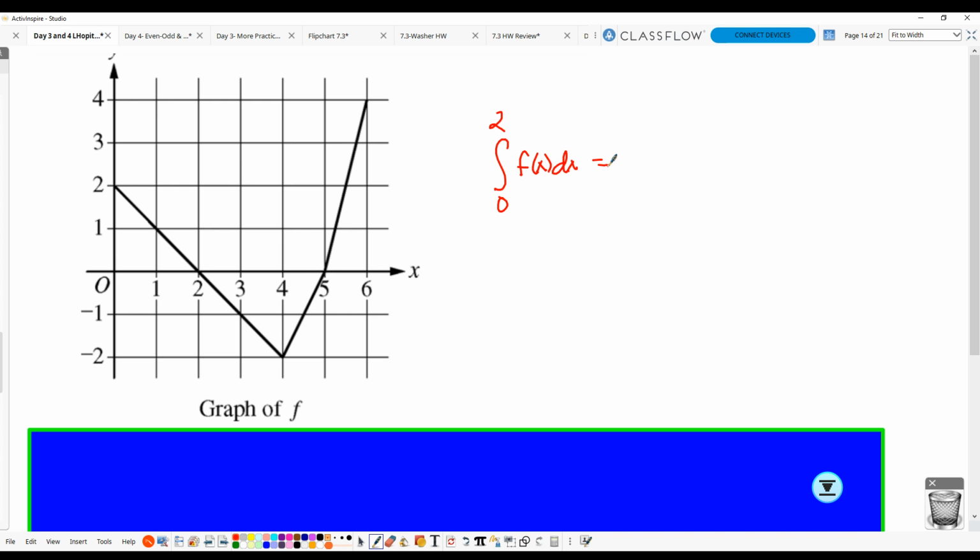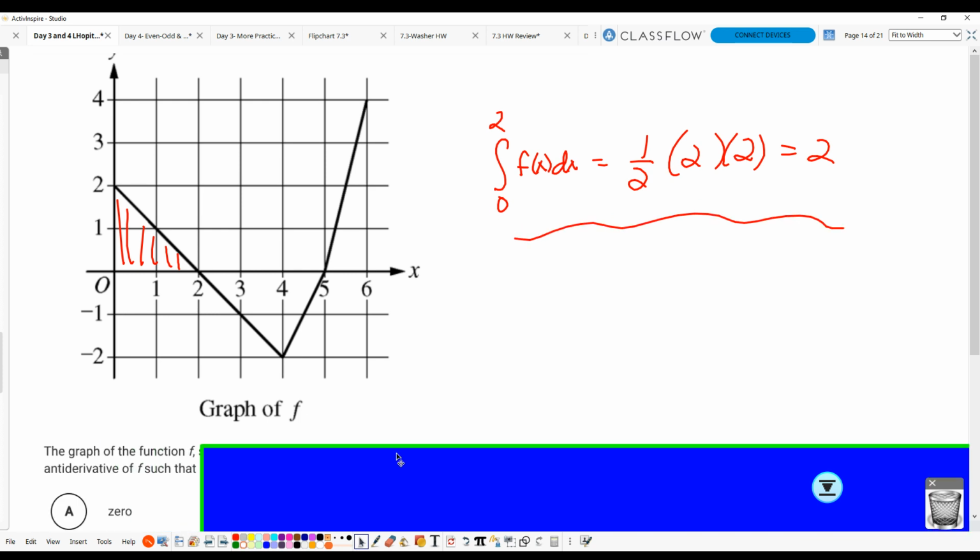Area under the curve. That's what integral is. So what is the area from 0 to 2? Well, it's the area of that triangle, and the area formula for a triangle is half base times height, where base is 2 and height is 2. So the integral from 0 to 2 of f is just 2. Okay, follow me there? Good. So, here's all the words again.